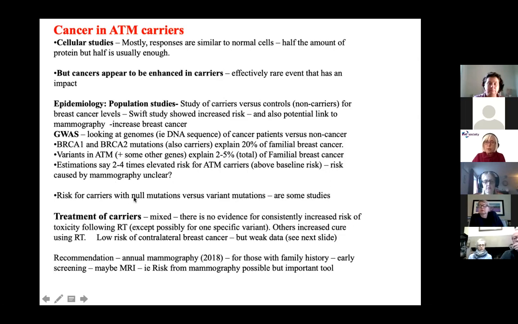There's some work in the literature where they're looking at whether the risk for carriers with specific mutations, for example, variant mutations versus null mutations, is different. And there are some studies which say there may be some mutations that are particularly prone to giving you breast cancer. Malcolm Taylor and some other people have been involved in this, but I'm not going to include that study, partly because I don't quite know all the data.